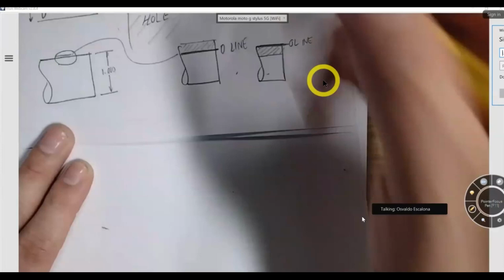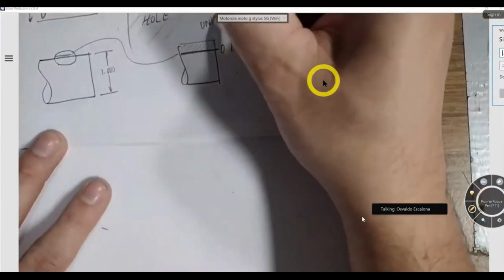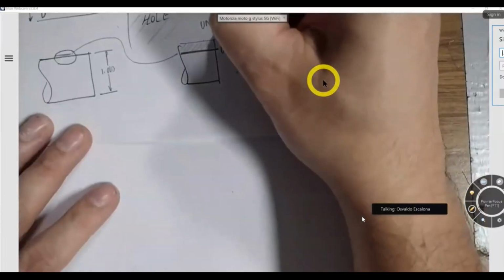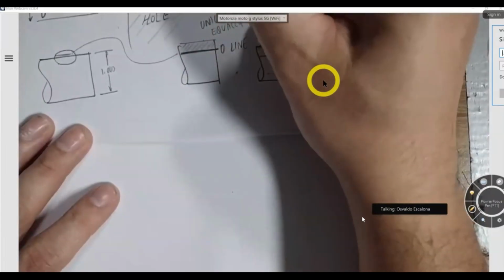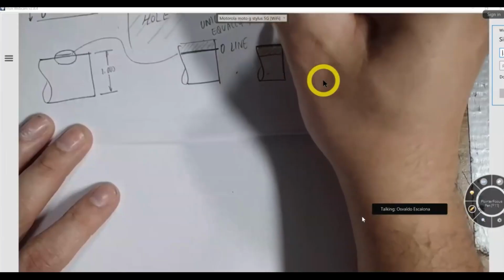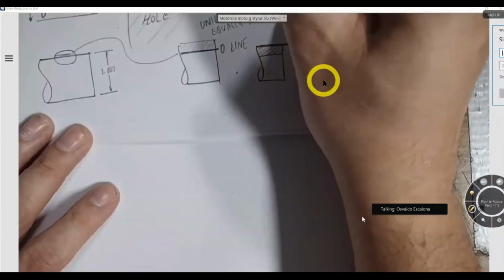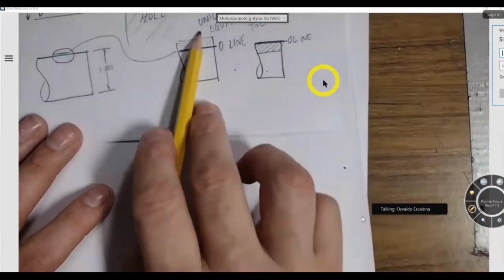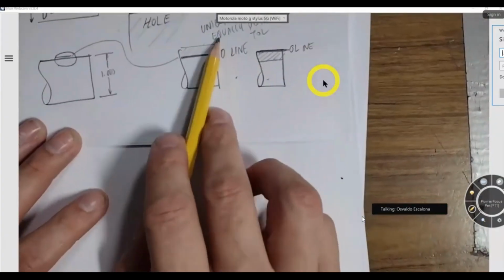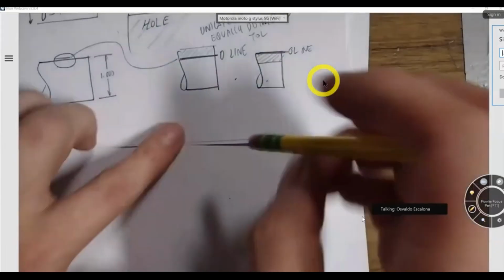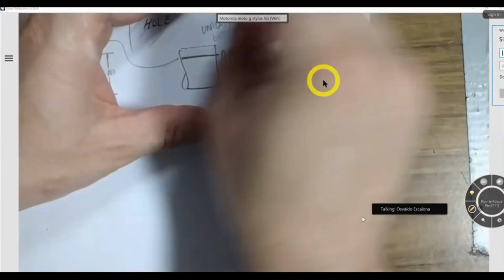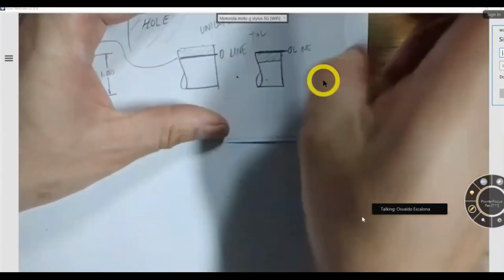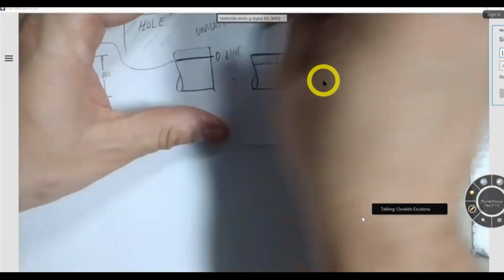This guy, we call it unilateral tolerance. Why is it unilateral? Because it only goes one direction, right? Let's just call it unilateral tolerance. Equally distributed is when you distribute it equally in both directions.